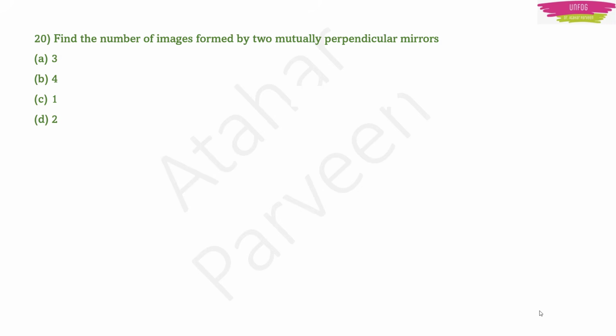Next question. Find the number of images formed by two mutually perpendicular mirrors. Remember our formula? 360 upon theta minus 1. But here they have not given you theta directly. They are telling that the two mirrors are perpendicular to each other, mutually perpendicular to each other. That means the mirrors are inclined at angle theta, which is equal to 90 degrees. So just substitute theta is equal to 90. You get n is equal to 3. Option A will be the right answer.